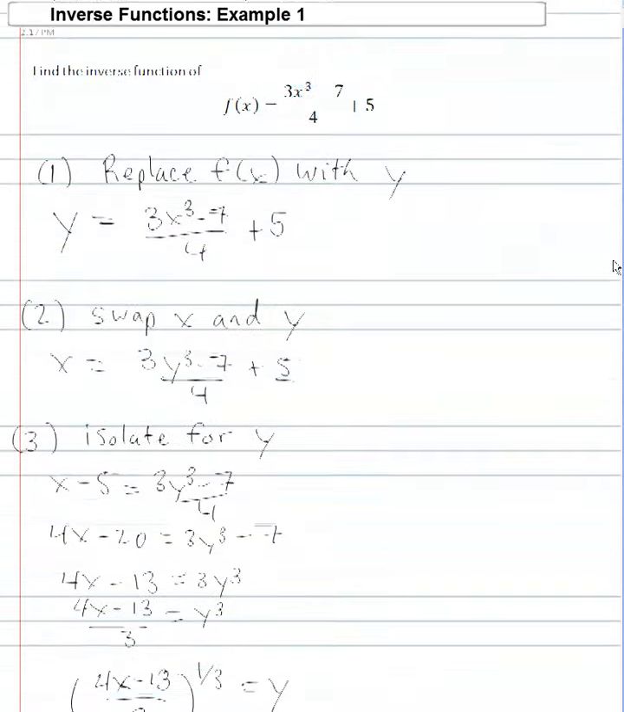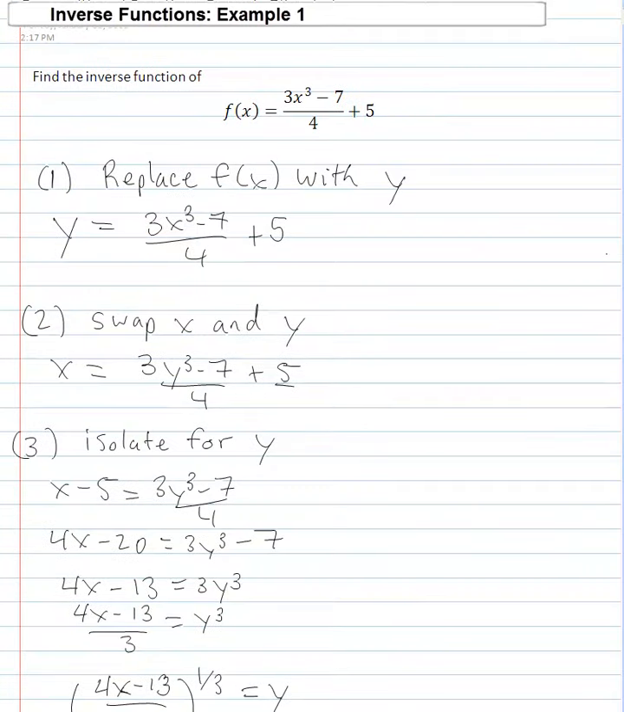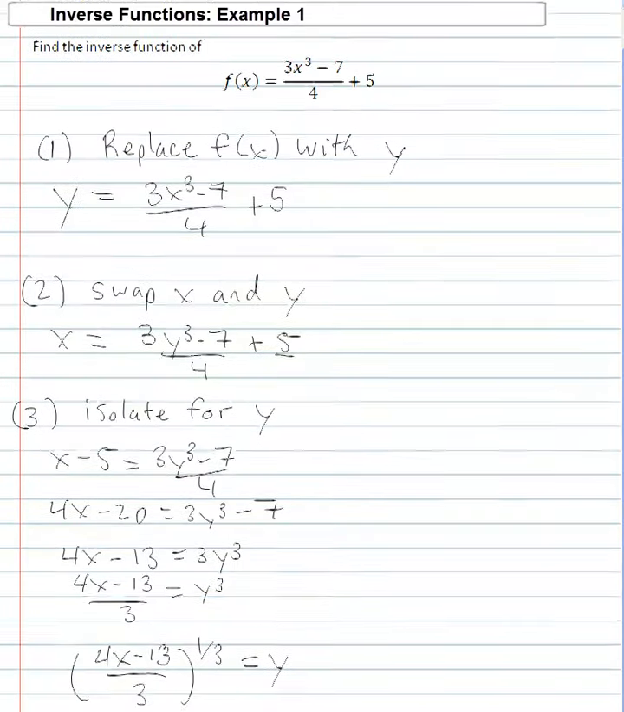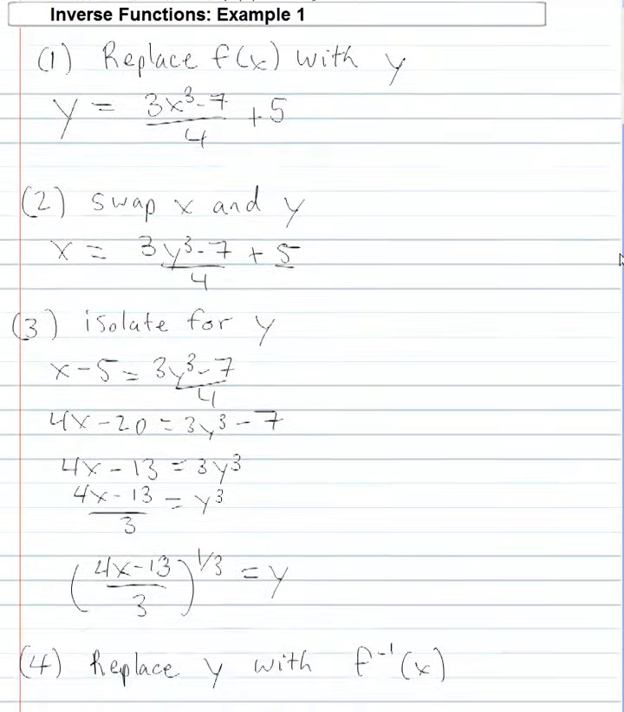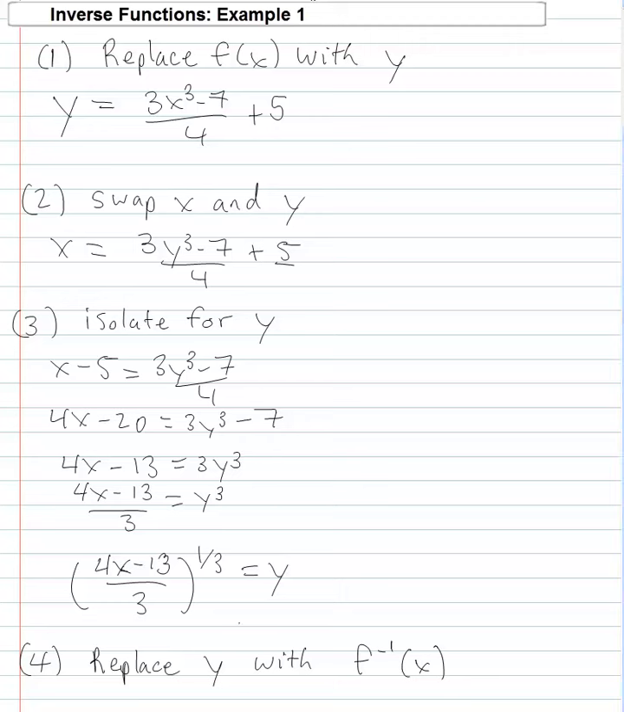So in summary, we took our function and we replaced f(x) with y, and then we swapped x and y, because the inverse function essentially switches your independent variable with your dependent variable. So we don't want to do all of our algebra having an f(x) in there. So having a y makes it a lot simpler and less confusing. And then you isolate for your y so that you actually have your new function. And then once you have your new function here, you can replace your y with f inverse of x.